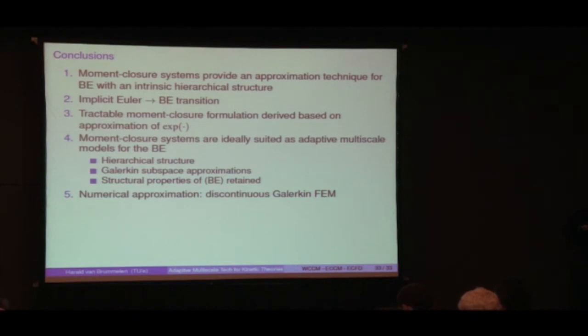It's a Galerkin subspace approximation, so all the theory that we've developed for error estimates for Galerkin methods applies one-to-one without any modifications. And the structural properties of the Boltzmann equation, which are fundamental in the approximation, are retained in this approximation technique. What I showed are some numerical approximations based on this continuous Galerkin finite element method, and future work will of course be the application of error estimates and extending it to multiple dimensions. So thank you for your attention.